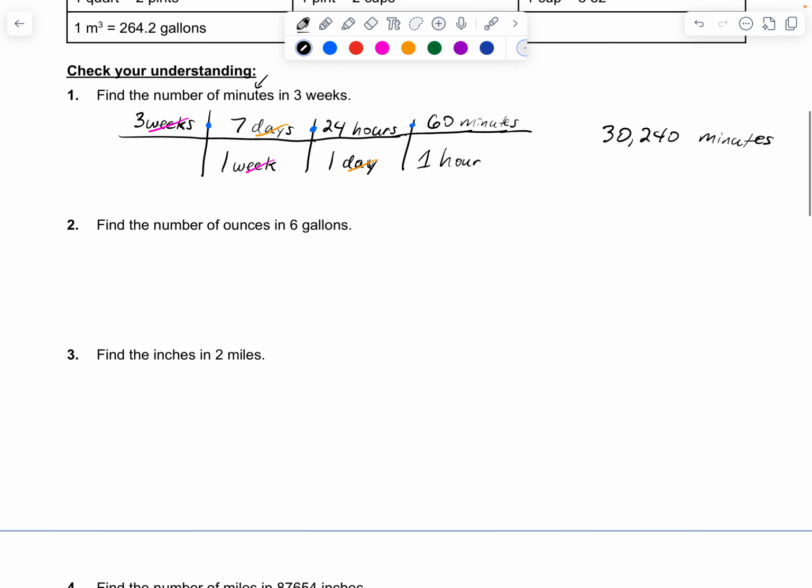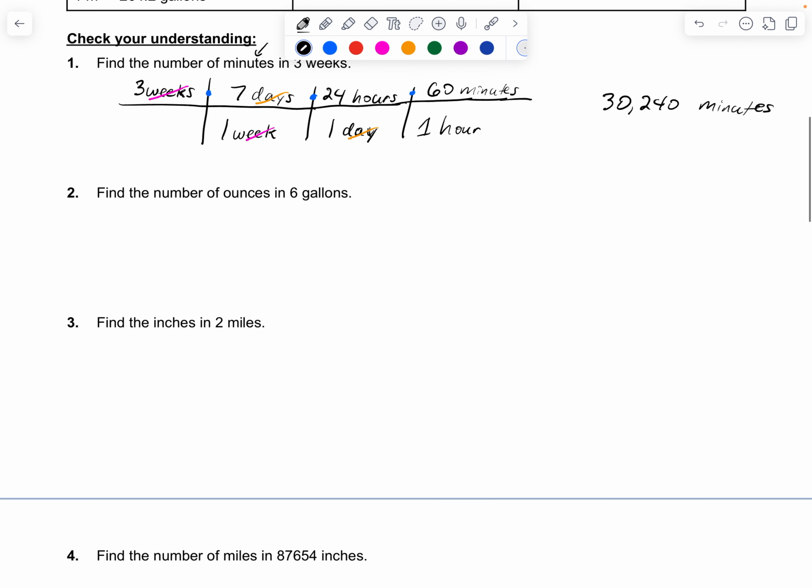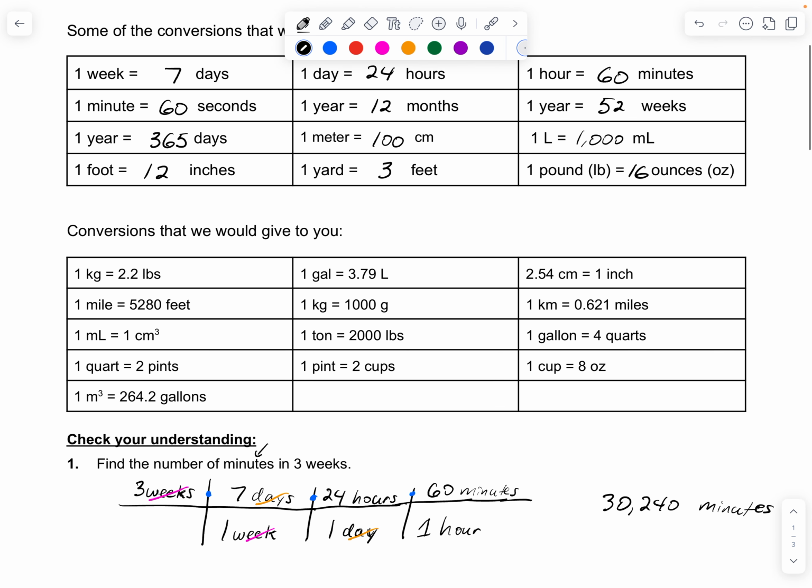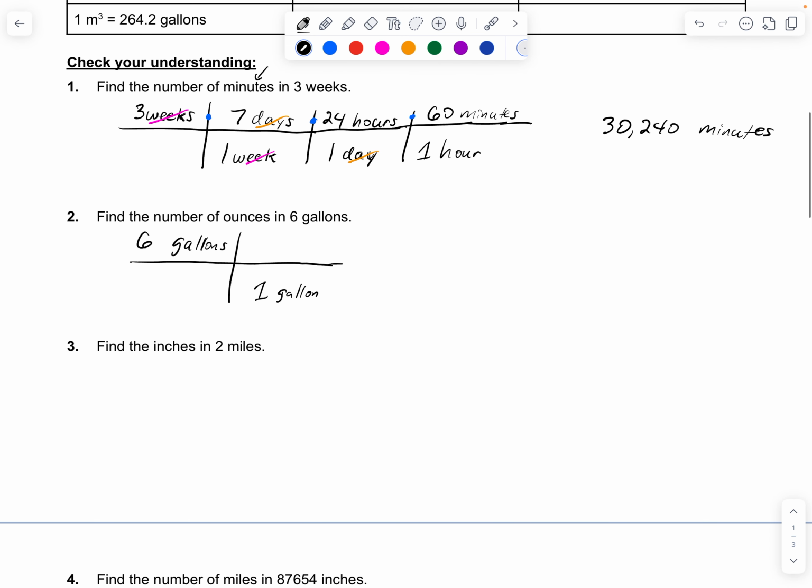Let's go to number 2. Find the number of ounces in 6 gallons. So I'm going to start with 6 gallons, and I'm trying to get rid of that unit for gallons, so I'm going to put a gallon down here. Now looking in your table, you have a couple of gallons here. I see one that says 1 gallon is 3.79 liters. We're not doing anything with liters, so I'm going to ignore that one. We will use that one in a different problem. So I'm going to use the one that says 1 gallon is the same as 4 quarts, so I'm going to write 4 quarts.